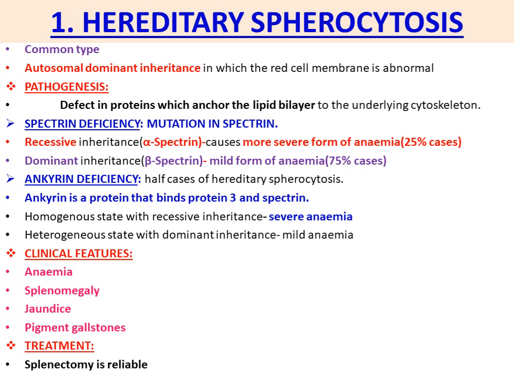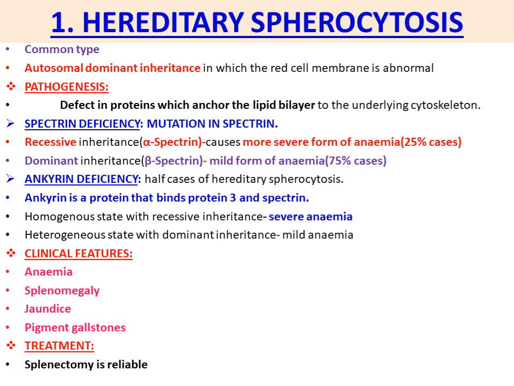Pathogenesis: there is a defect in the proteins which anchor the lipid bilayer to the underlying cytoskeleton. So the protein defect involves the proteins anchoring the lipid bilayer of the red cell membrane. The proteins are spectrin deficiency and ankyrin deficiency, spectrin being one protein and ankyrin another. In spectrin deficiency, recessive inheritance is alpha spectrin and dominant inheritance is beta spectrin.